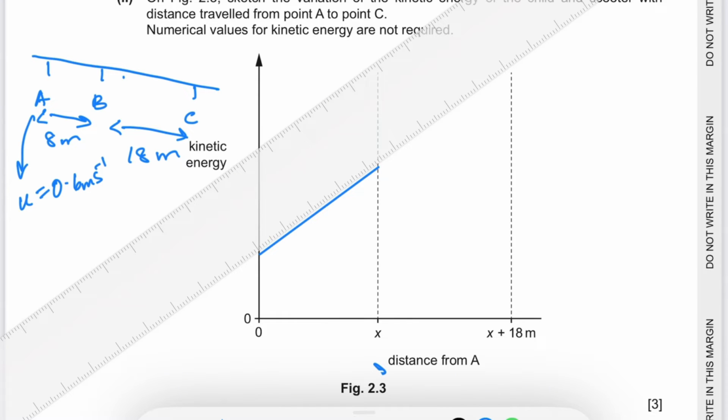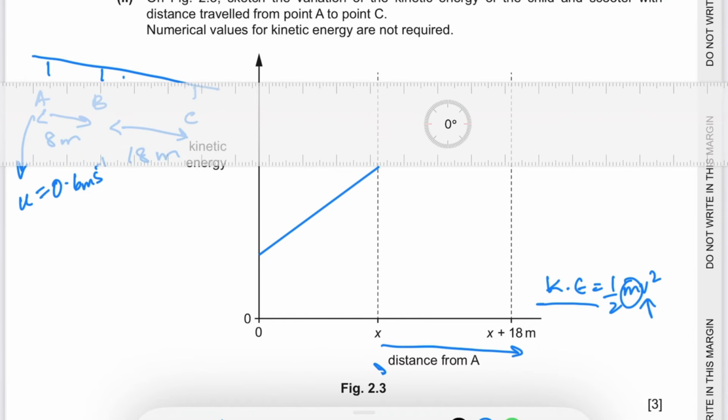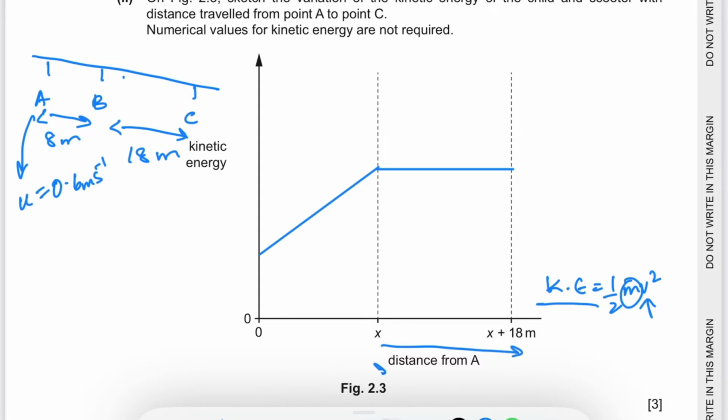And then for the second part between B and C, or from x to x plus 18 meters, remember that the child applies a braking force to maintain a constant velocity, and since KE is equal to half mv squared, if v remains constant and mass is also constant, that means the kinetic energy is going to remain constant. So the kinetic energy will level off right after x, and you will denote that by a horizontal sketch.